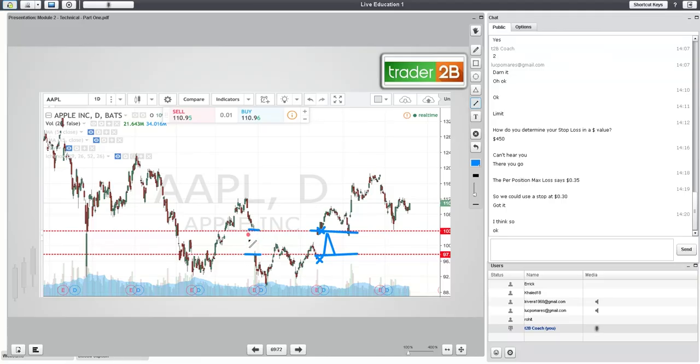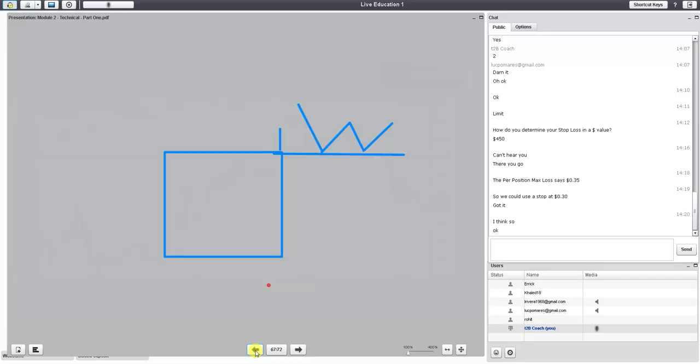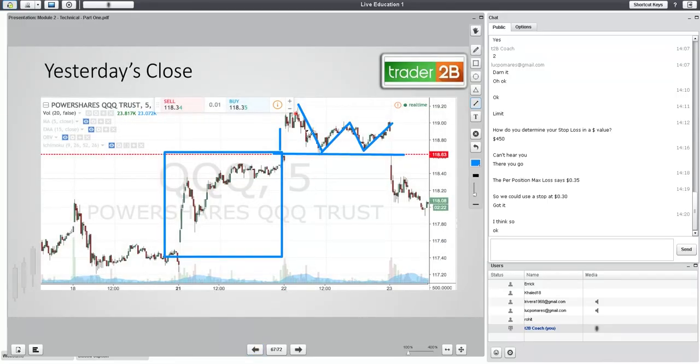These gap levels typically act as very strong zones in which, one, the markets will try not to trade in this particular area, or two, they will retrace this particular area, as shown in this particular example right here of the PowerShares QQQ Trust.